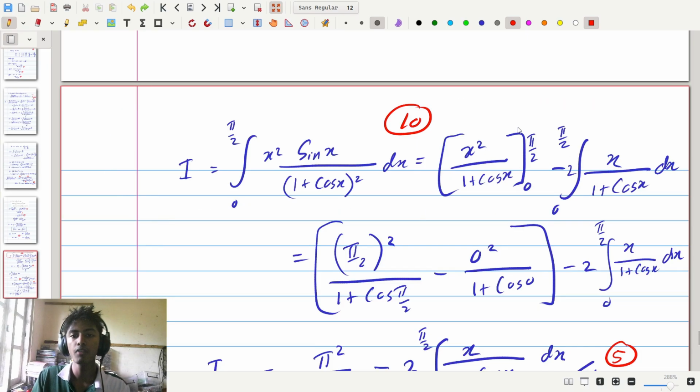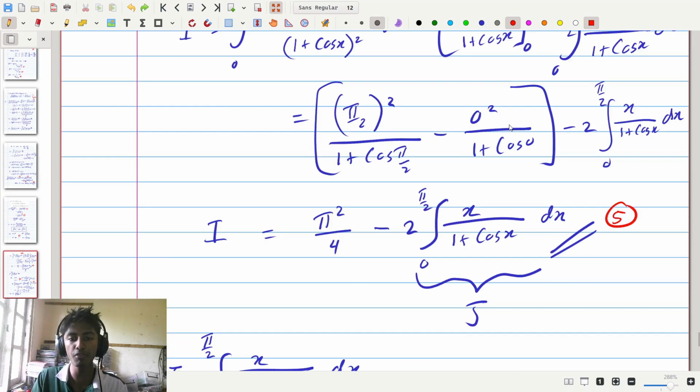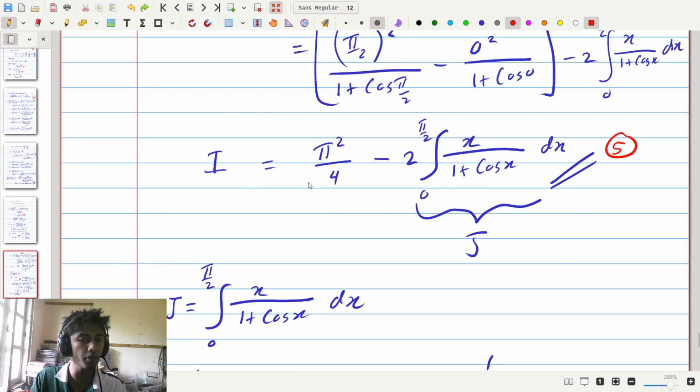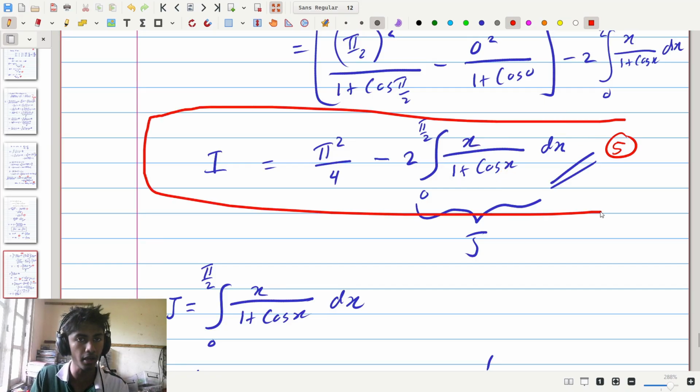After that, when you then substitute in the limits, simplify, and eventually get to the form given in the question of pi squared over 4 minus 2 times the integral from 0 to pi by 2 of x divided by 1 plus cos x dx, you get another 5 marks.